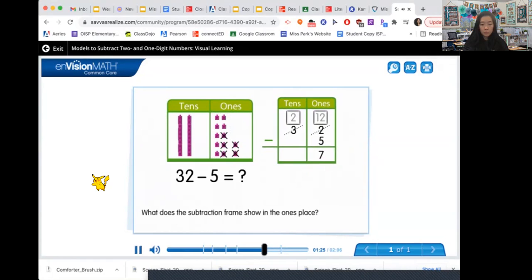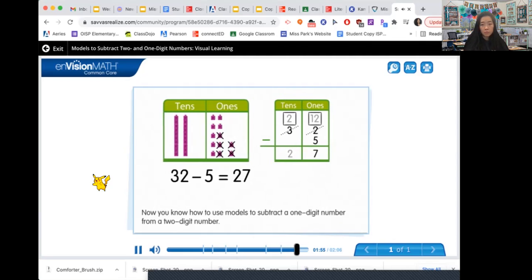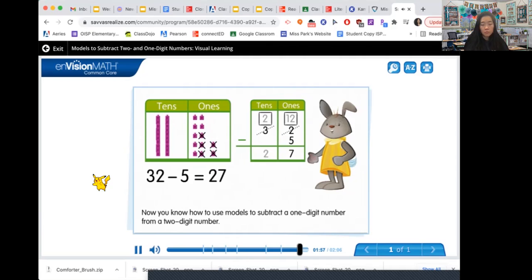What does the subtraction frame show in the ones place? It shows that 12 minus 5 is 7. Subtract the tens. What does the subtraction frame show in the tens place? It shows that 2 tens minus no tens is 2 tens. So, 32 minus 5 equals 27. Now you know how to use models to subtract a 1-digit number from a 2-digit number.